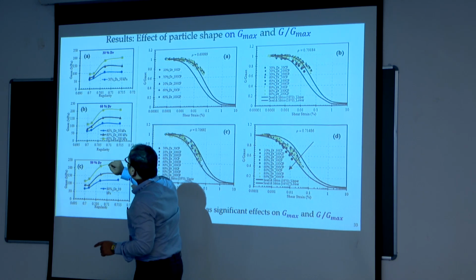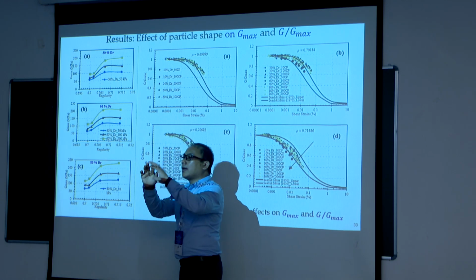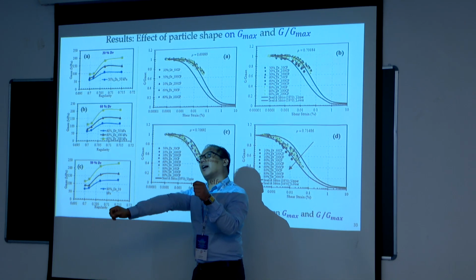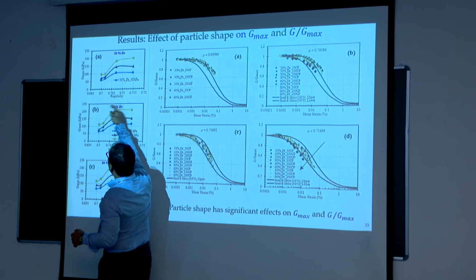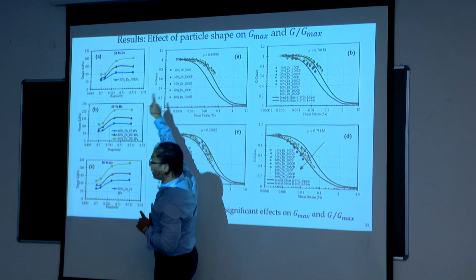Anyway, in our case, you can see the Gmax value, then regularity. Regularity is the average of circularity and roundness values. So we can see that with the increase of circularity value, your Gmax is increasing.